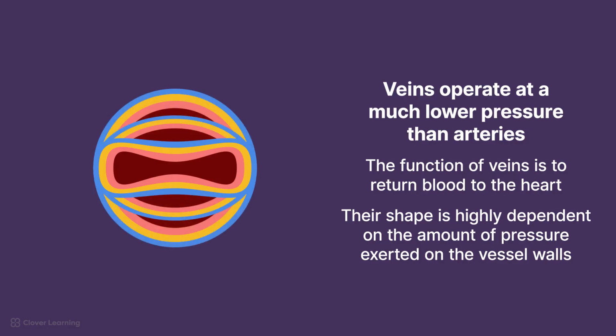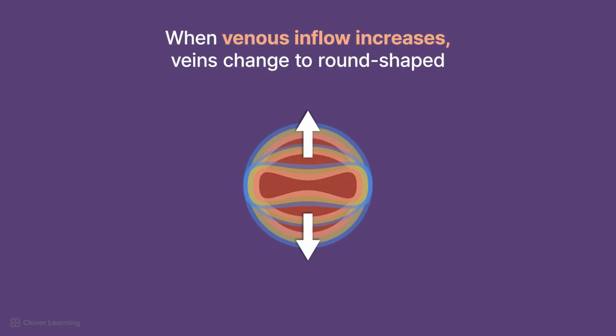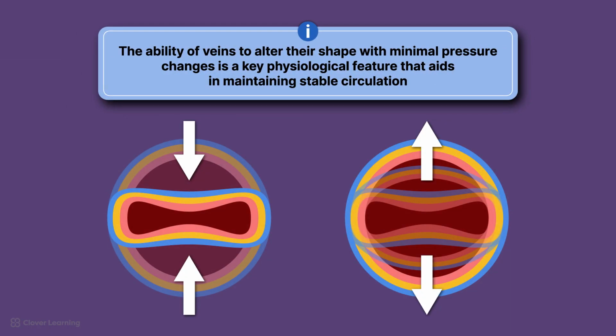The function of veins is to return blood to the heart, and their shape is highly dependent on the amount of pressure exerted on the vessel walls. When venous pressure is low, veins are more hourglass-shaped rather than a round shape. When venous inflow increases, like during exercise or when the sympathetic nervous system is triggered, veins change from an hourglass shape to oval-shaped, then to round-shaped. This allows veins to compensate for the volume increase without a large change in pressure. The ability of veins to alter their shape with minimal pressure changes is a key physiological feature that aids in maintaining stable circulation.